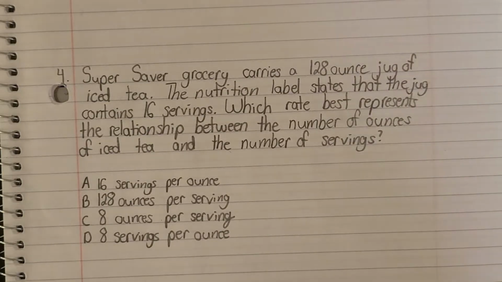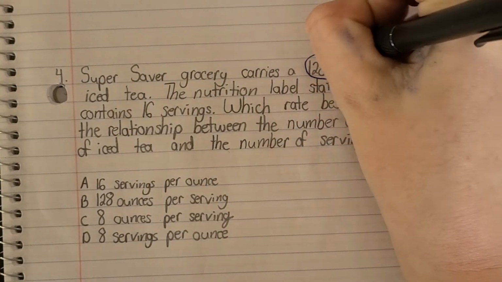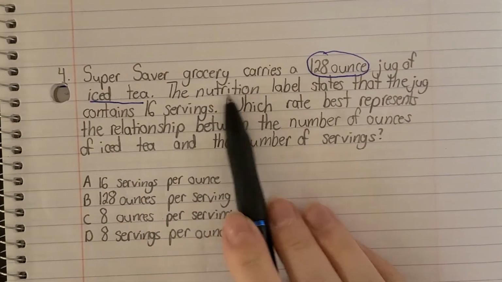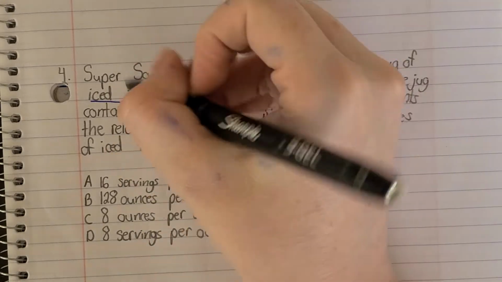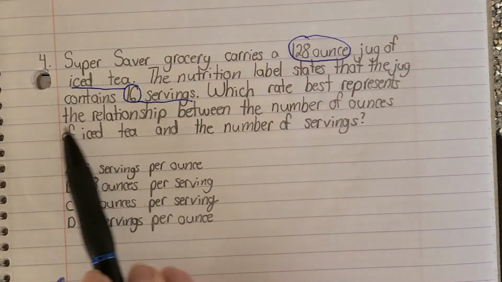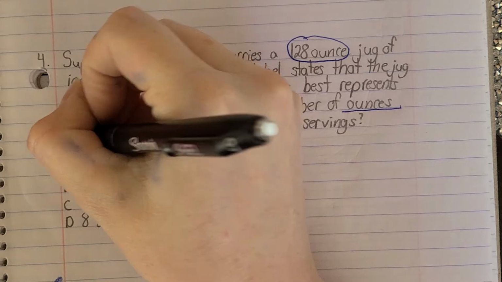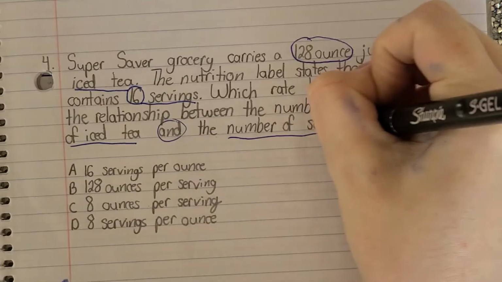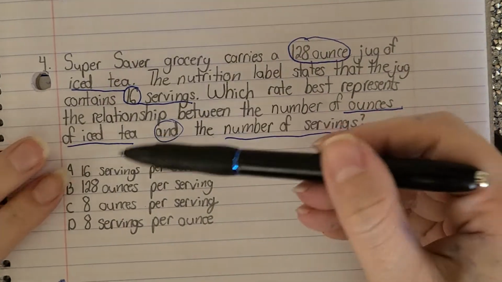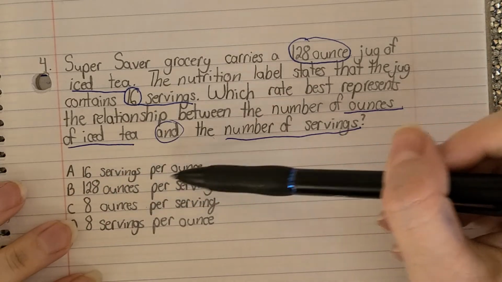Okay, this problem says Super Saver Grocery carries a 128 ounce jug of iced tea, and the nutrition label states that the jug contains 16 servings. Which rate best represents the relationship between the number of ounces of iced tea and the number of servings? Okay, so your answer choices all give you 16 servings per ounce, 128 ounces per serving.